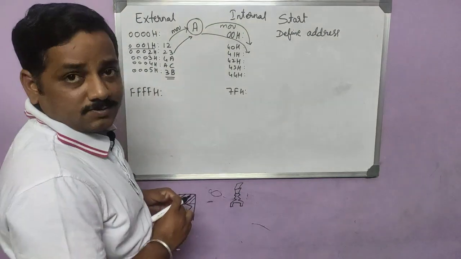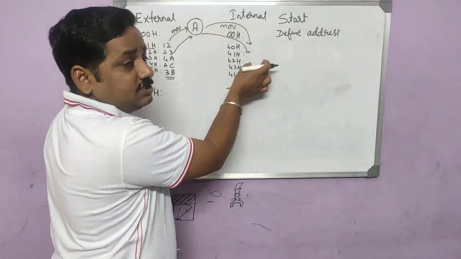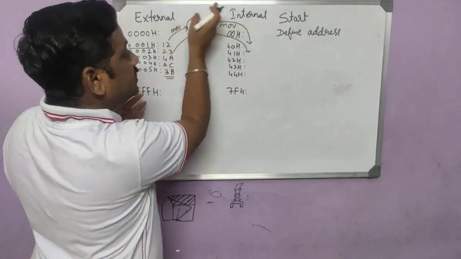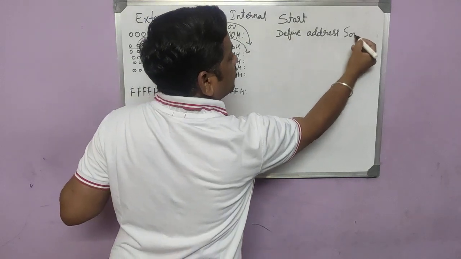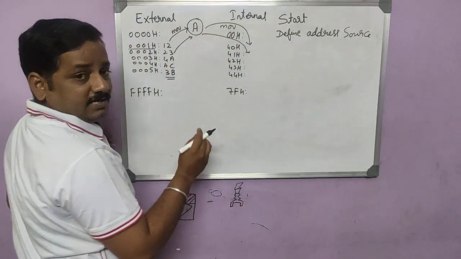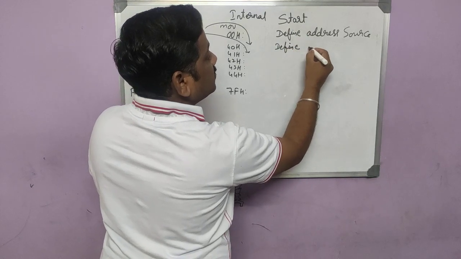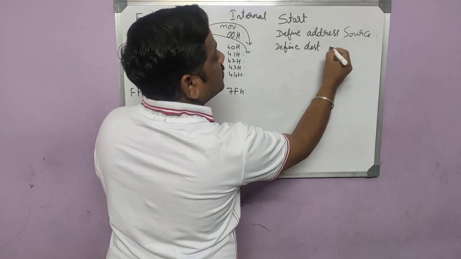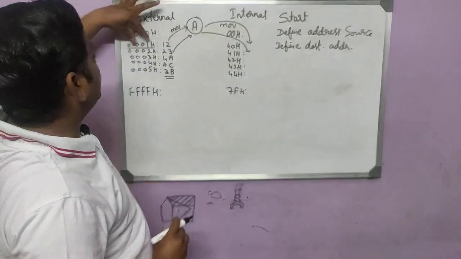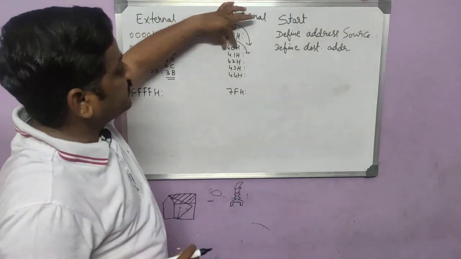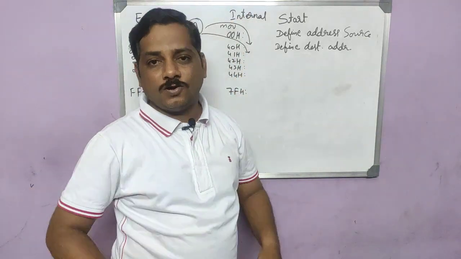This is in external memory, so you need to define that; or you can say this is the source and this is the destination. From here I am taking the data and giving it to the destination. So you need to define the source address, then the destination address. I should define this address and later this address. So make these definitions first. After that we will write the logic.